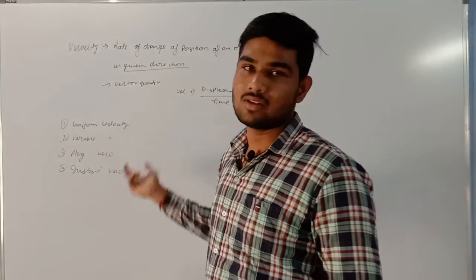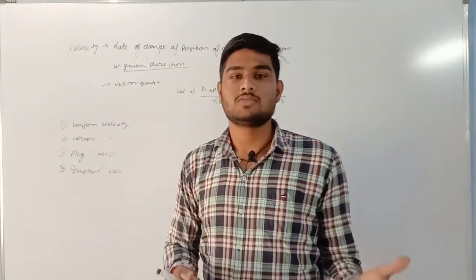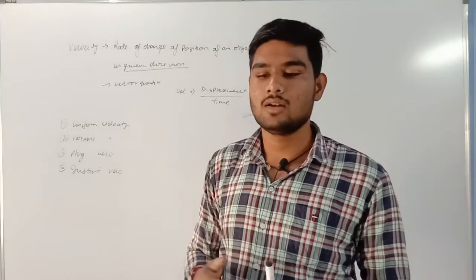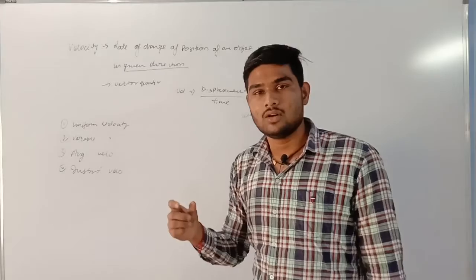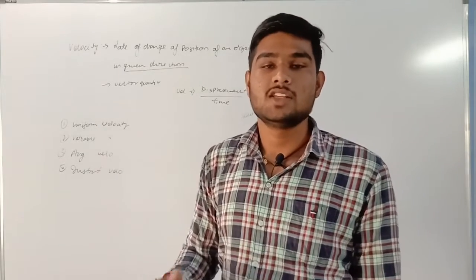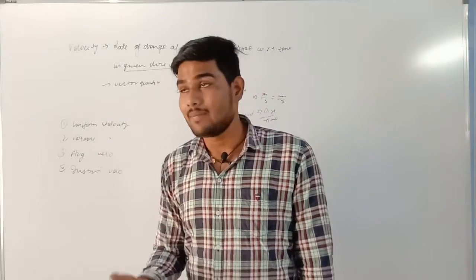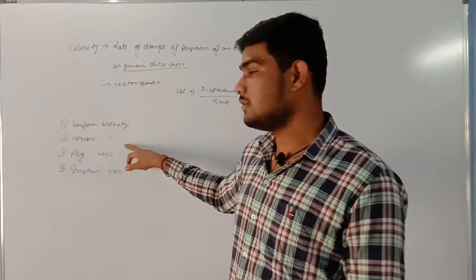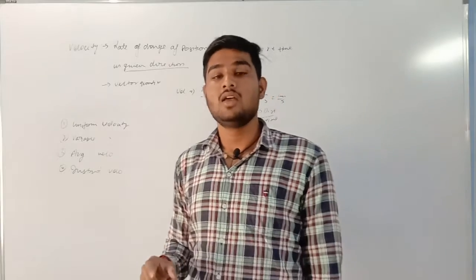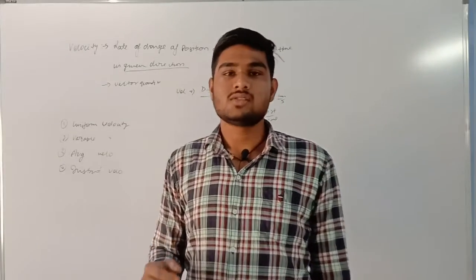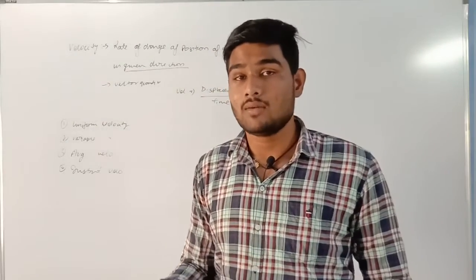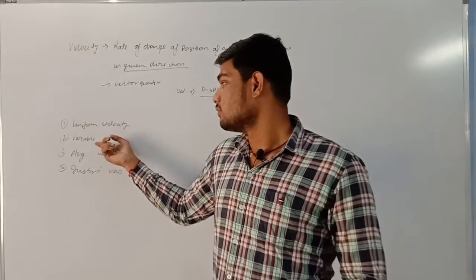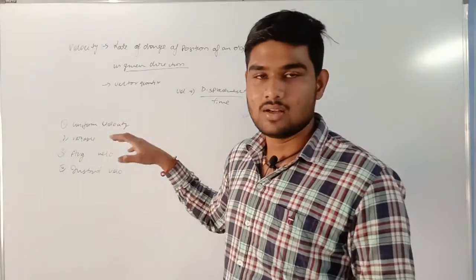So what is uniform velocity? Same as uniform speed, but in this displacement is included. So we can conclude that if a body travels equal displacement in equal intervals of time, then it is known as uniform velocity. What is variable velocity? If a body travels unequal displacement in equal intervals of time, then it is known as variable velocity.